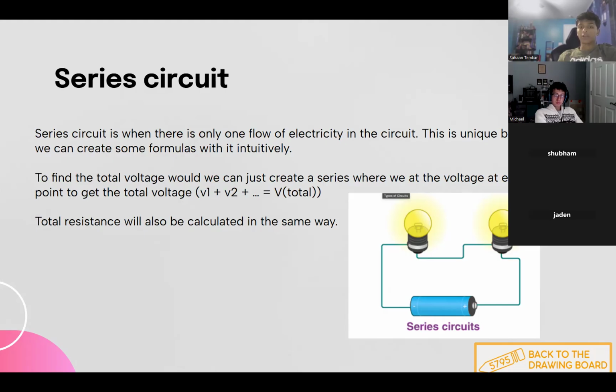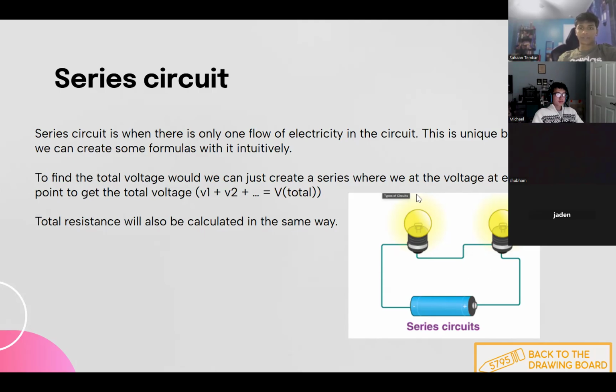So V1 and V2, which is voltage 1 and voltage 2, and that can go on forever, is equal to the total voltage, which is V total. Total resistance will always be calculated in the same way, in the same formula over here. And then here we have a diagram at the bottom. We have a battery at the very bottom. We have a positive and negative side, which is powering each of these diodes or LEDs over here.